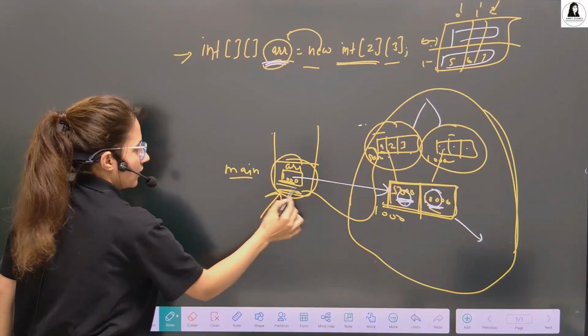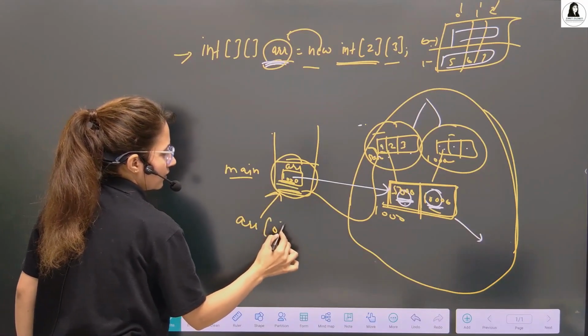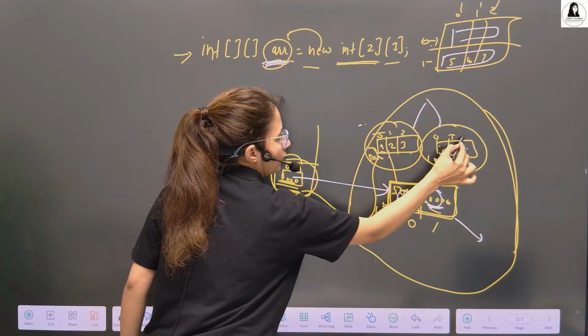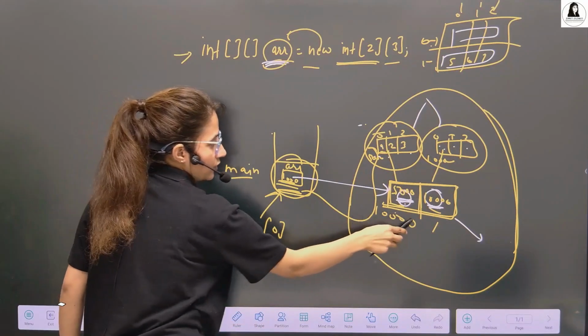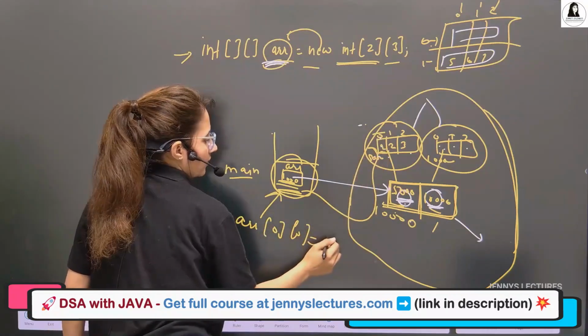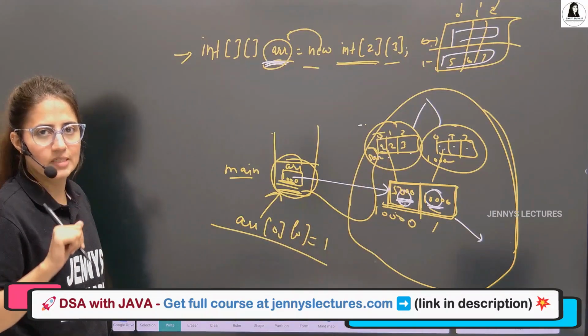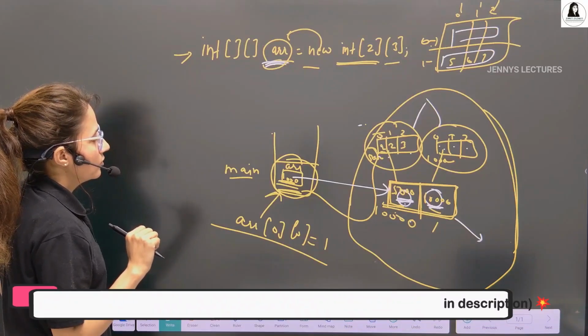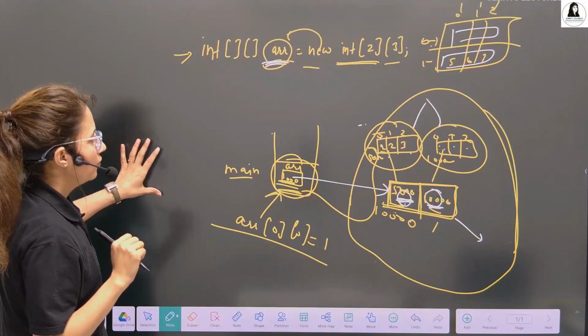How to access? ARR of 0, ARR of 0, 1, 0, 1, 2, 0, 1, 2. So ARR of 0: through this 0 we go here, and then 0, and then you will get this one. That's why we need two indices, for row and column. So this is how memory is allocated for 2D arrays.